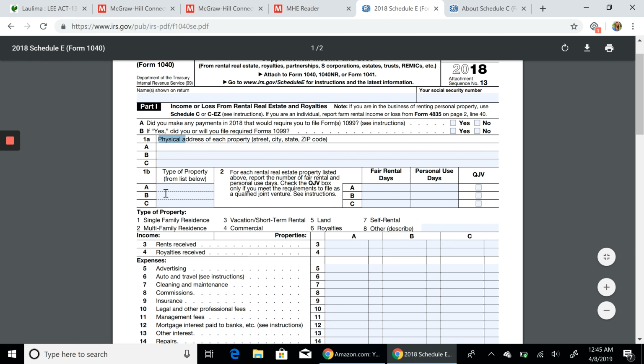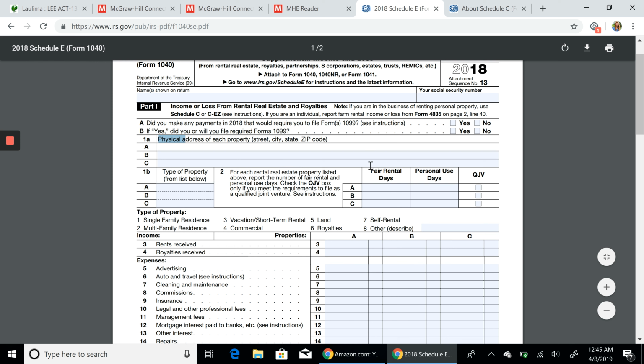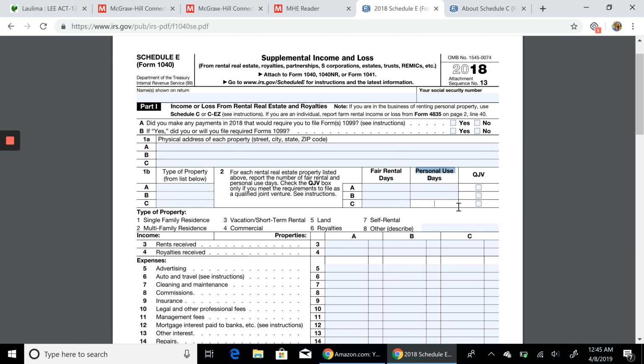Then down here in line 1B and line 2, this talks about fair rental days and personal use days, because you don't get to deduct any expenses on a rental property for days when you personally use the property. There's also special rules depending on how many days you rented the property out.